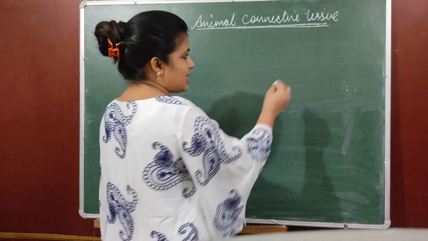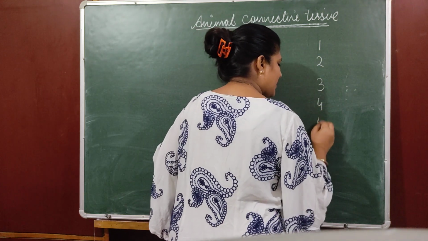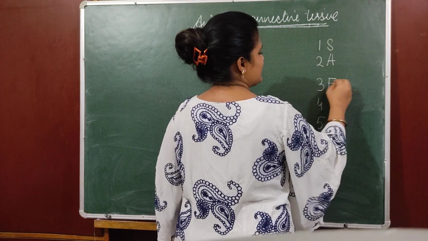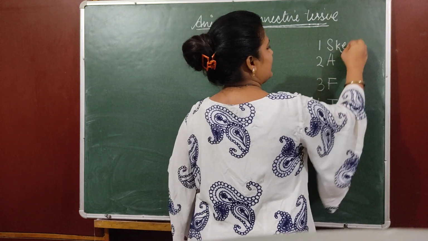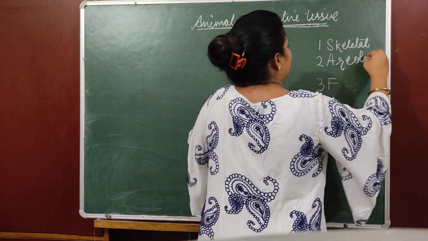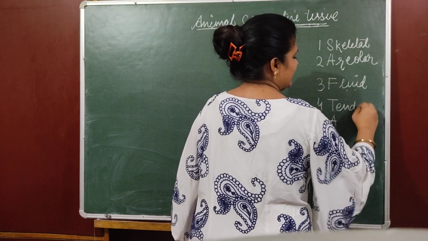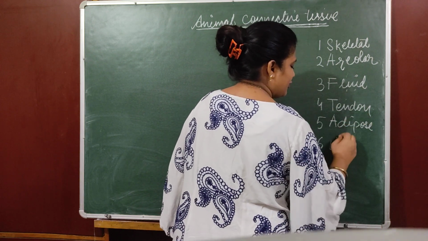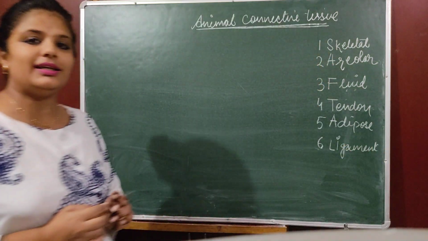The basic understanding is, as I told you earlier also, you can remember them under the name of my friend, that is Saftal. So what is Saftal? S for skeletal tissue, A for areolar tissue, F for fluid tissue, T for tendon, A for adipose tissue, and L for ligament. So we have 6 different kinds of connective tissue.